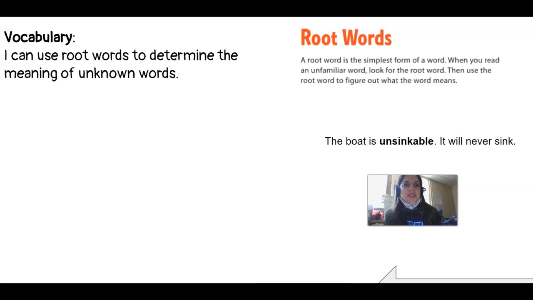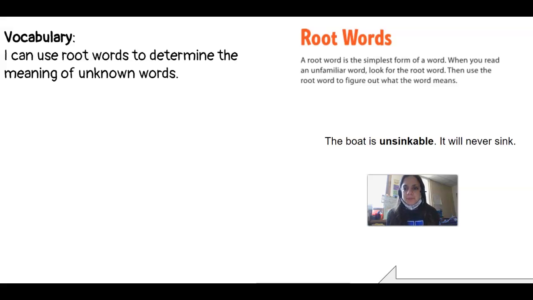I can use root words to determine the meaning of unknown words. So let's ask ourselves, what are root words? We have read root words throughout third grade, and a root word is the simplest form of a word. When you read an unfamiliar word, you look for that root word. Then you use the root word to figure out what the word means. So the root word can stand by itself and still have meaning.